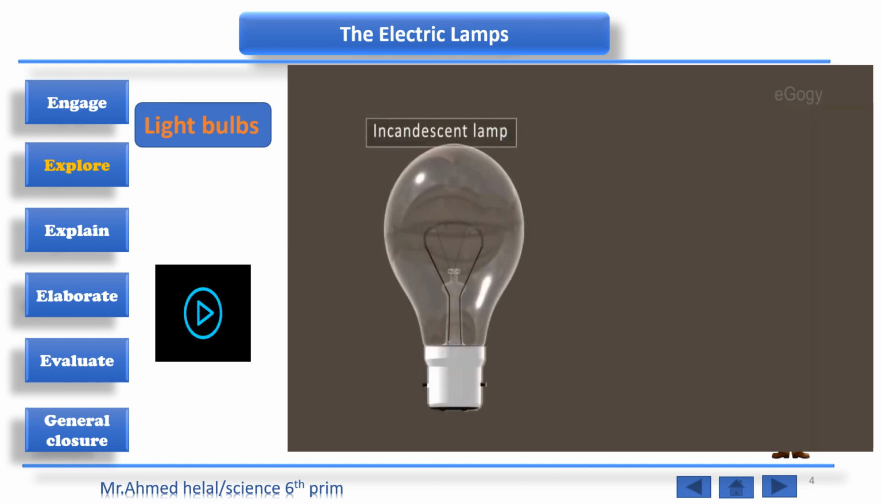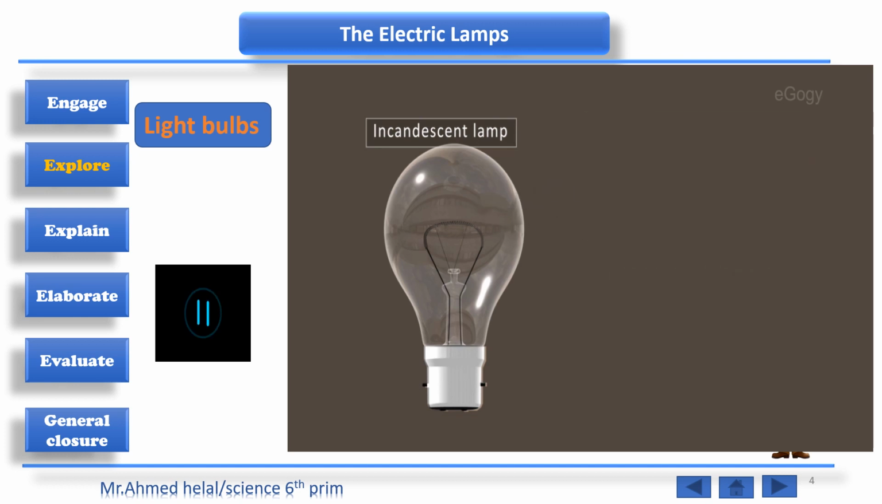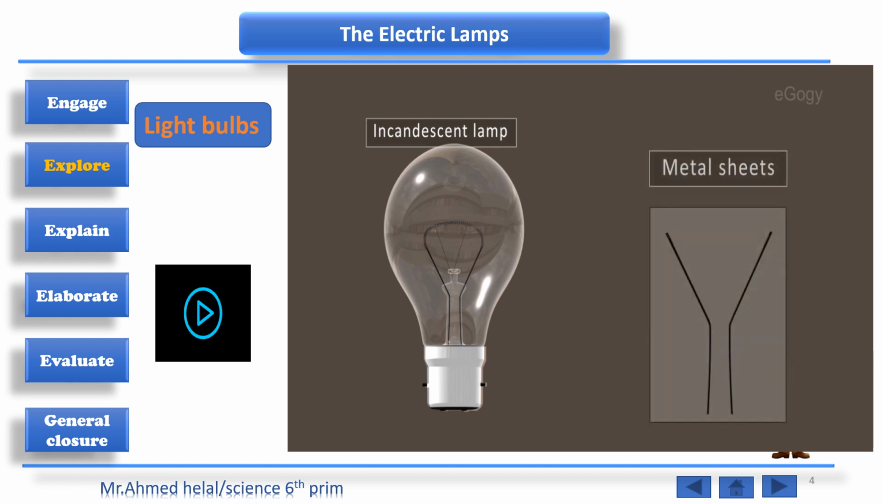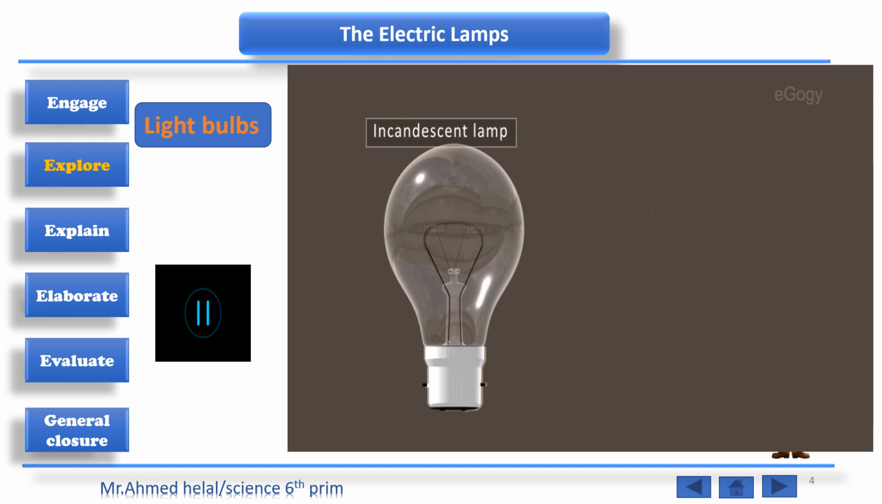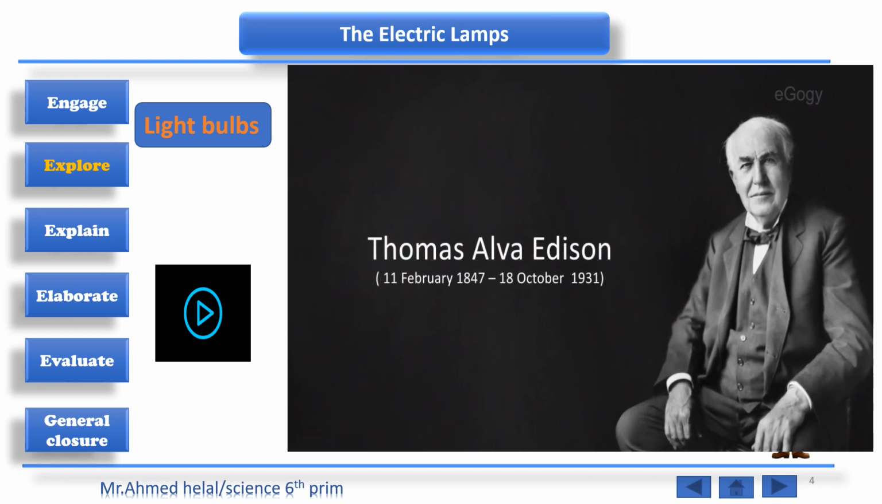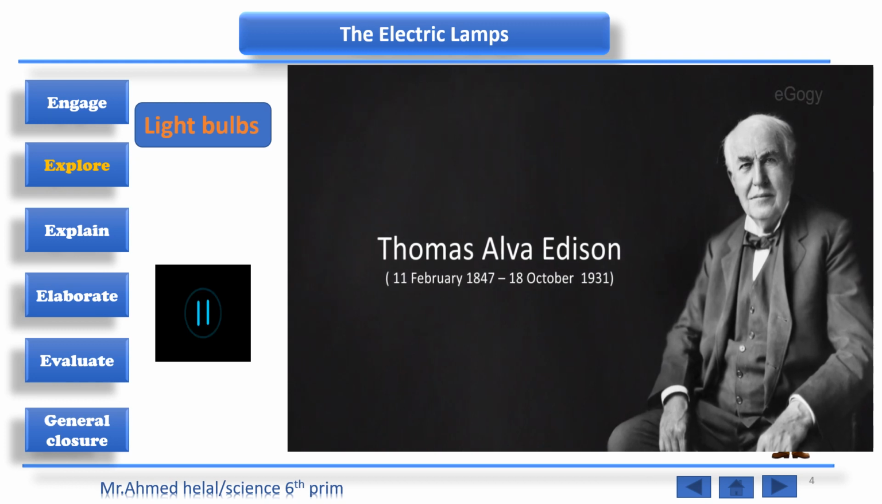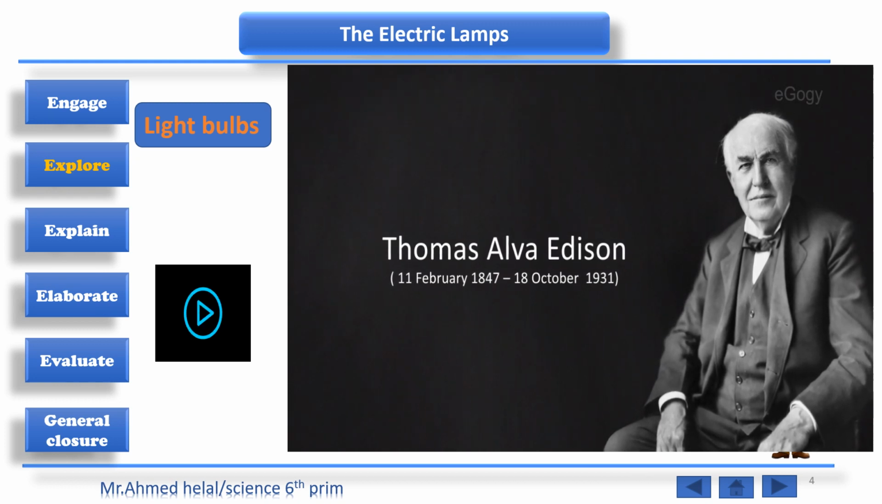What is an incandescent lamp? The main part of an incandescent lamp is the tungsten filament. The thin tungsten filament is made into coils and enclosed in a glass bulb. The two terminals of the filament are connected to two thick metal sheets. These two sheets are connected to two outside metal points. The first person who introduced the filament lamp was Thomas Alva Edison. He had done so many experiments to find a suitable material as filament in electric bulb.